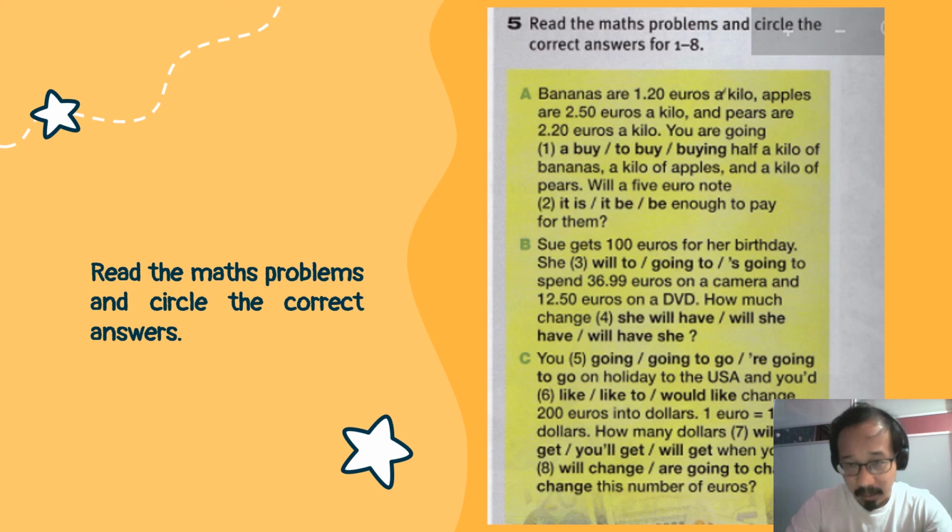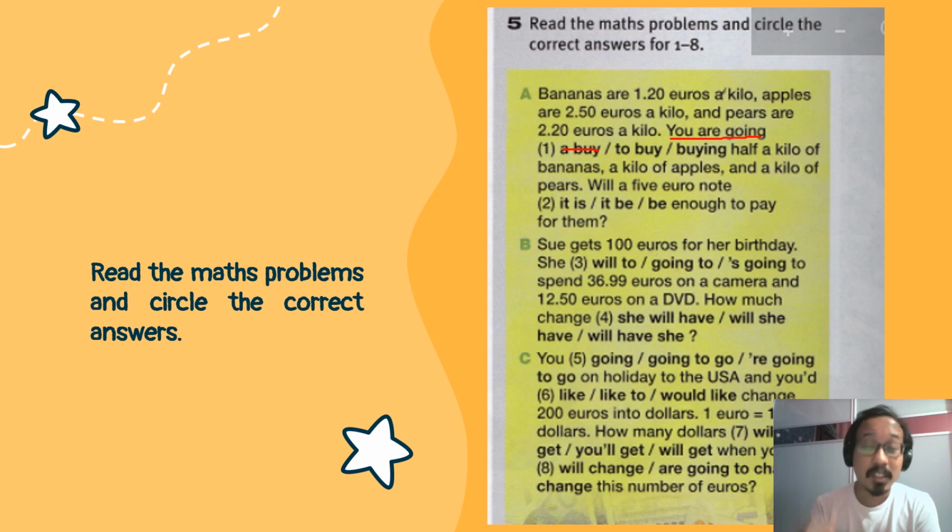Bananas are 1.20 euros a kilo. Apples are 2.50 euros a kilo. And pears are 2.20 euros a kilo. You have 3 options there that you can choose from. You are going, a buy, to buy, buying, half a kilo of bananas, a kilo of apples, and a kilo of pears. Well, a €5 note, so you have again another 3 options. It be, or be enough to pay for them.